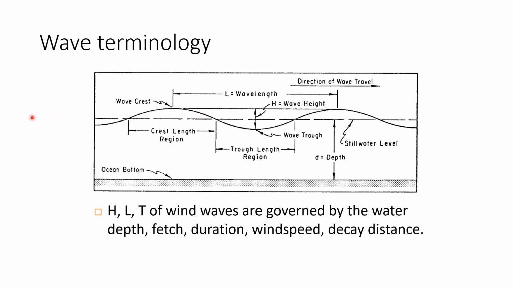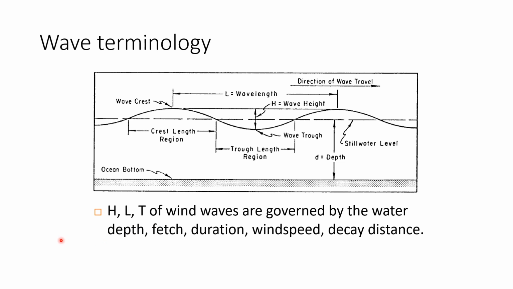From the equilibrium position, which is known as the still water level, we derive the water depth from the sea bottom. And here we have the crest region and the trough region, whereby for a sinusoidal wave profile, the typical wave crest and wave trough region will be identical.